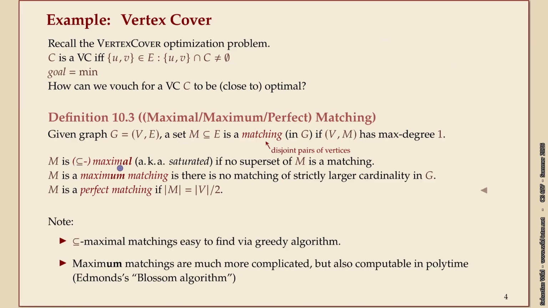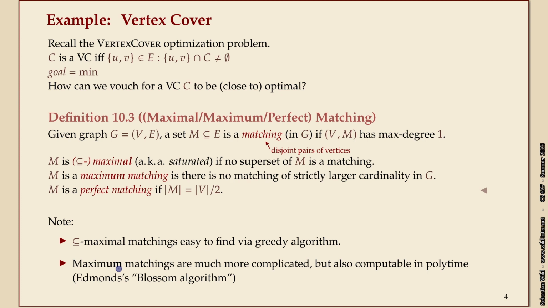So the good thing about maximal matchings is that they're very easy to find. If you're given a graph, you can just at random pick an edge, add it to your matching, as long as it doesn't connect anything that already has an edge, and you keep going. And if you can't add any of the edges in the graph, well, then you're maximal by definition. So very easy to find.